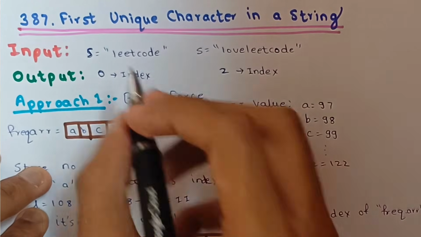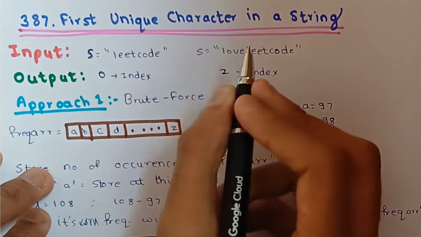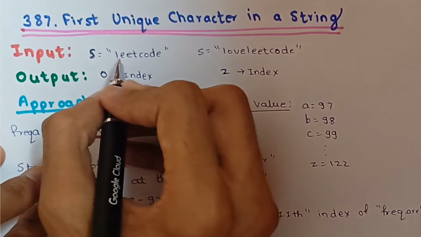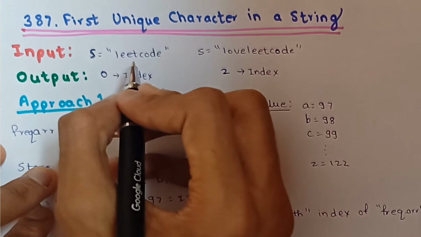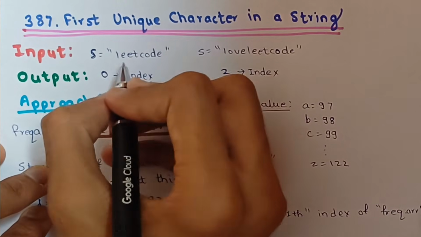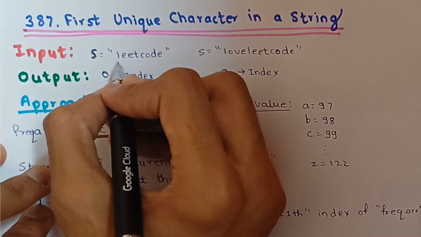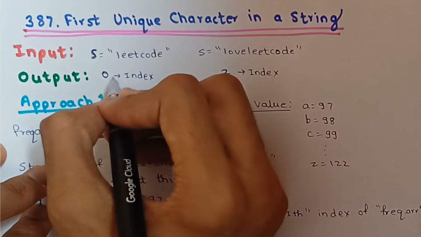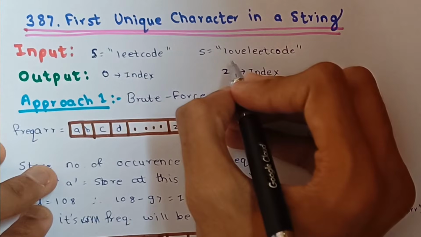Let's understand the problem. The problem says that we have to find the first unique character in a string. So we are given one string which contains some characters, and we have to find the first unique character. The first example is "leetcode". In this, L is the first unique character, so we have written its index 0.